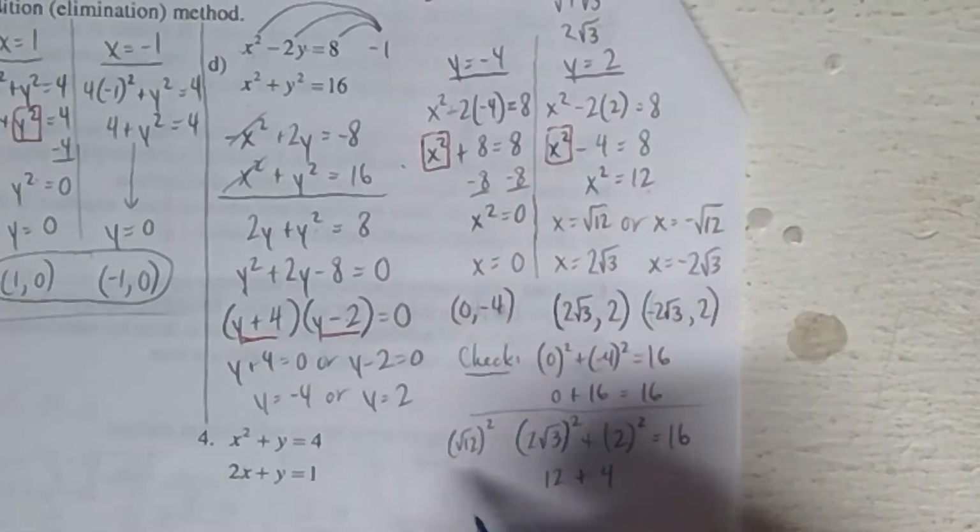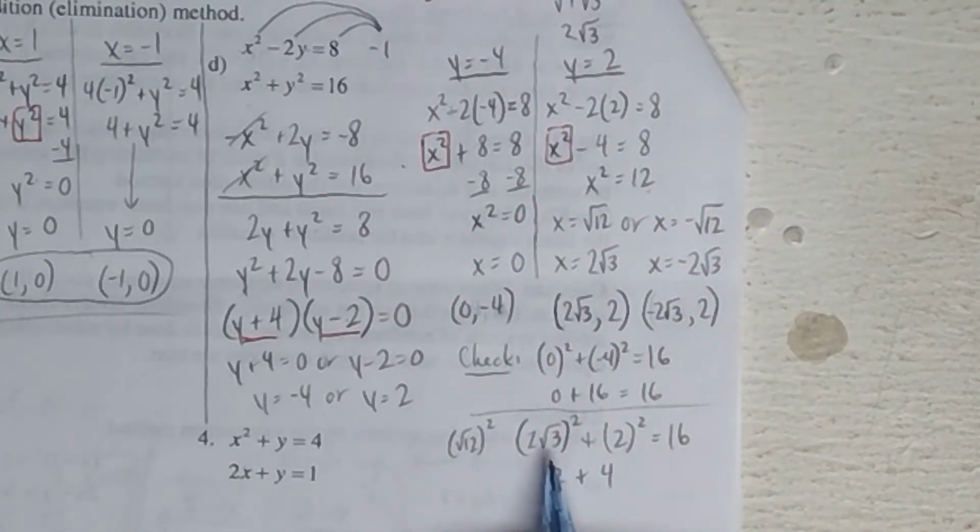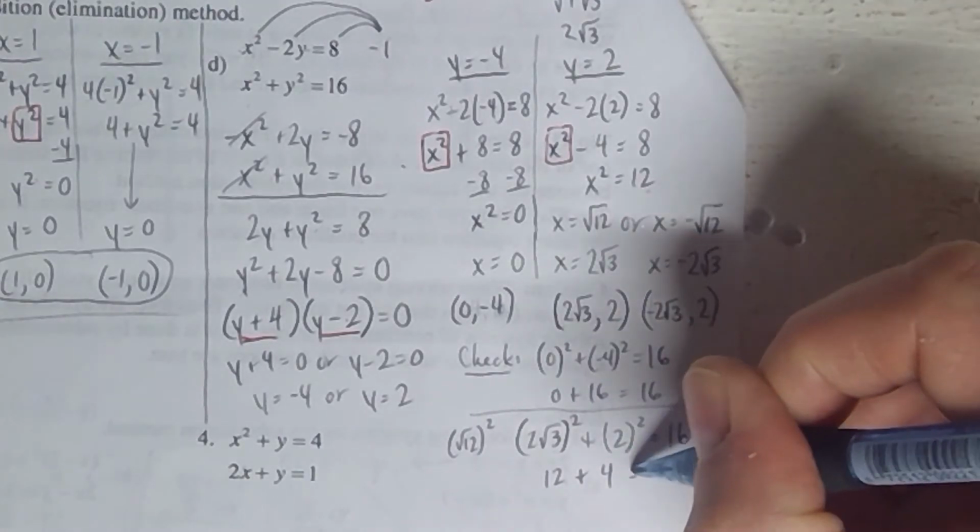I squared this instead because it's easier than squaring when you have the 2 there. But it's the same thing because square root of 12 and 2 square root of 3 are the same number. And so either way, you're going to end up getting 12. 12 plus 4 is 16.